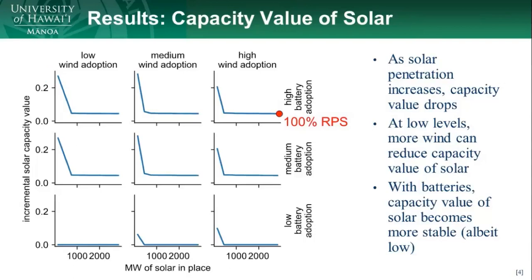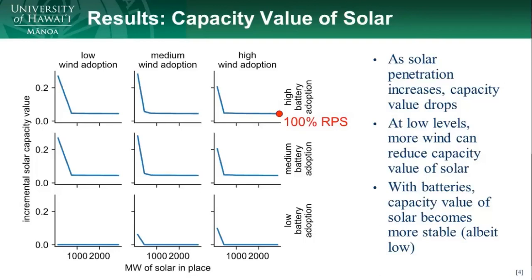But the gist of this is clearly that the capacity value of solar, which is the blue line, the level of the blue line, is not a constant number. It depends on how much solar you have, which is left to right within any of these individual graphs. And this is in a system with a roughly 1 gigawatt peak. So we're talking about solar getting up to, the optimal amount of solar is on the order of 2.5 times the peak demand.